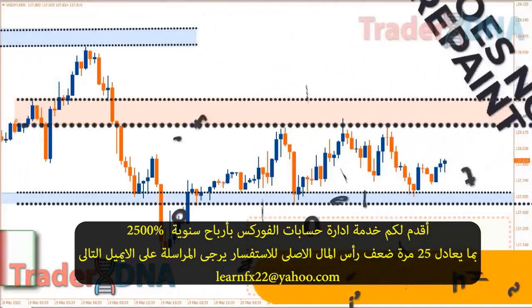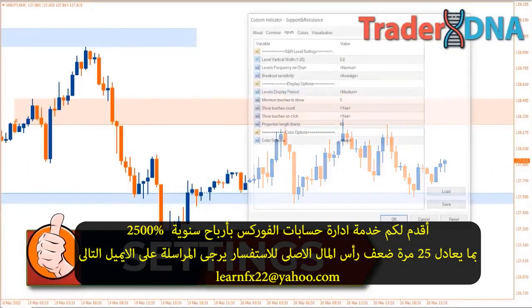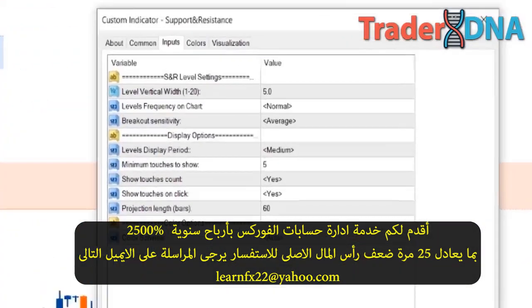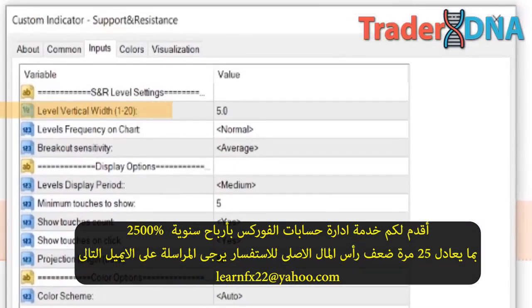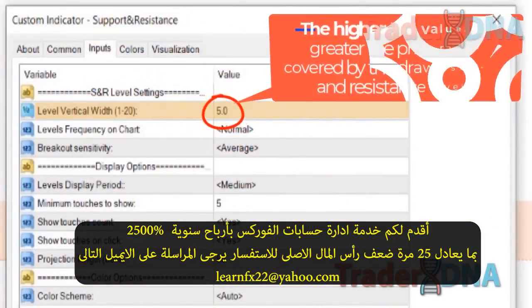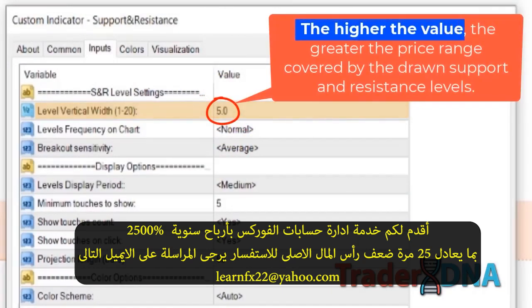Settings. The window of the indicator's settings has several tabs. As a rule, you shouldn't have any difficulties with them, so we'll analyze only the settings displayed on the Inputs tab. Level Settings block. Level vertical width is in charge of the maximum height of support and resistance areas. By default, this parameter is set to 5.0. The higher the value, the greater the price range covered by the drawn support and resistance levels.